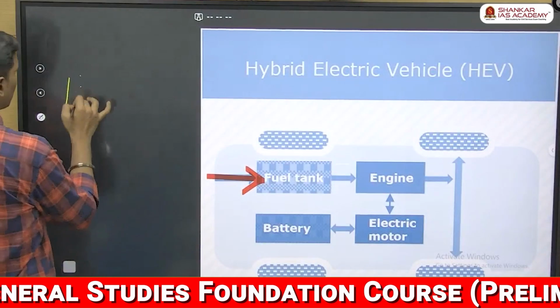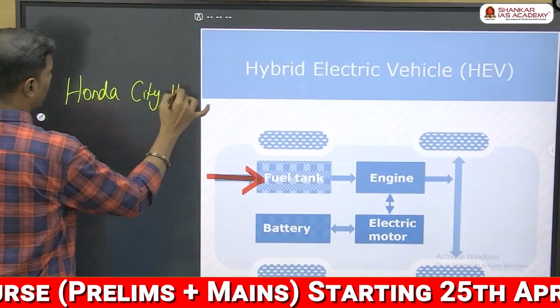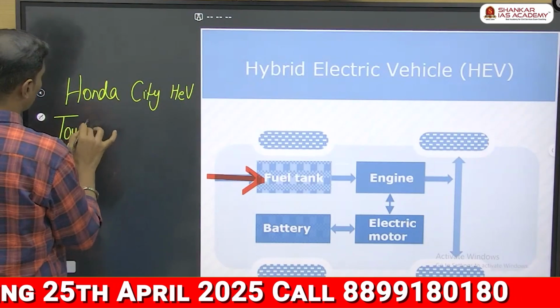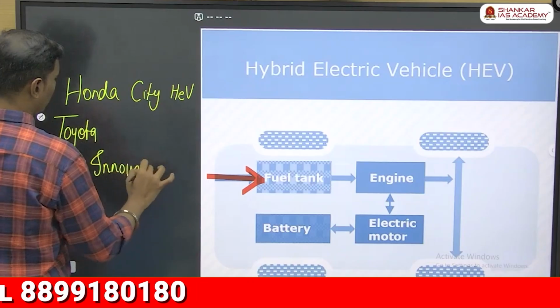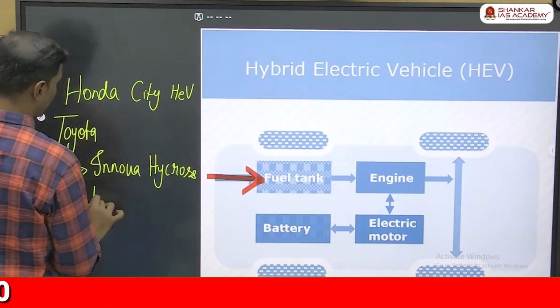Examples for this, we have the Honda City HEV, and then you've heard about the recent Toyota Innova? Yes, Innova Hycross. And then Toyota has something called the Hyryder.